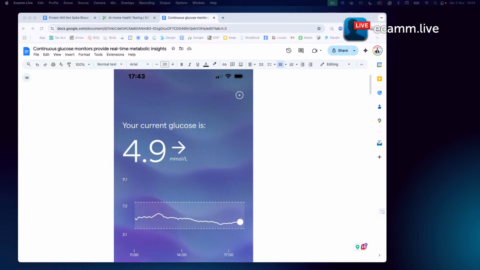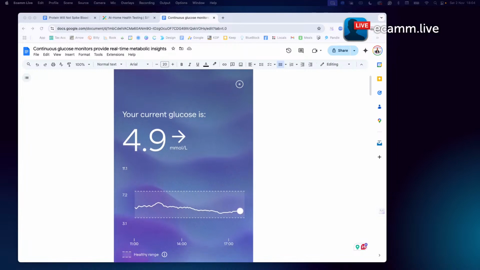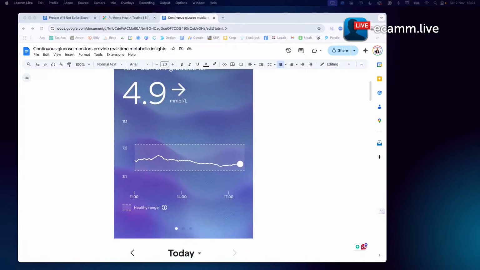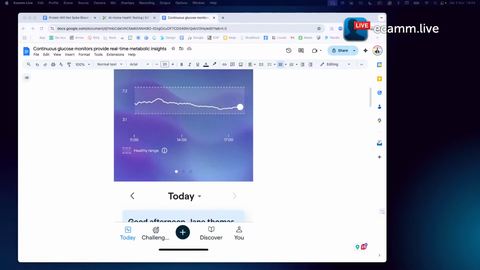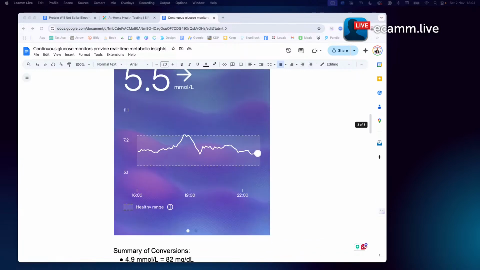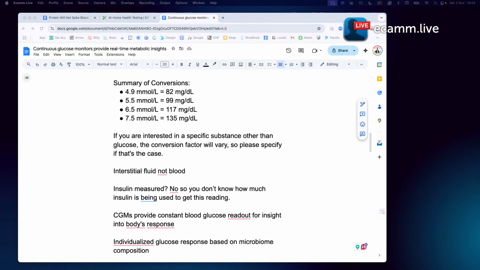So this was yesterday, my current glucose 4.9 millimoles per litre, from about 11 till 5 o'clock. And for those that are not sure what that relates to, I've got some figures for you. If it's 4.9, that's 82. If it's 5.5, it's 99 milligrams per decilitre. 6.5 is 117. 7.5, 135 milligrams per decilitre.